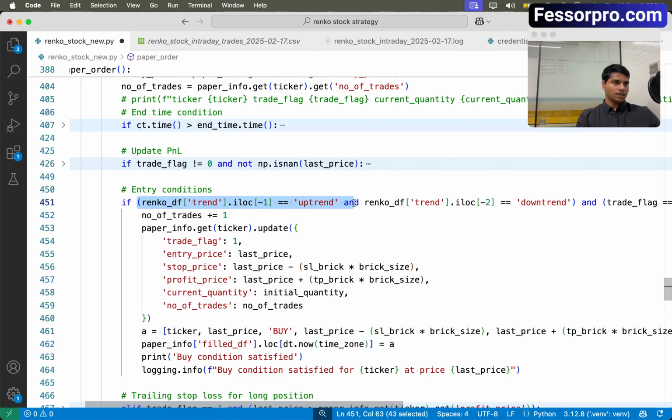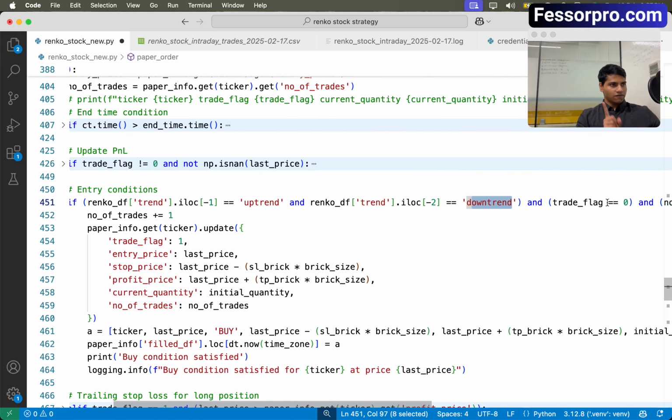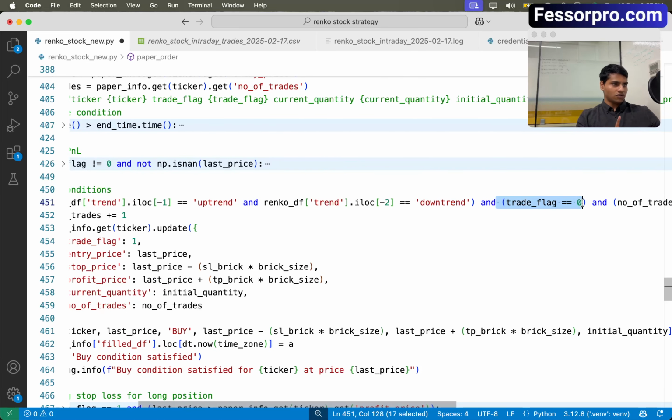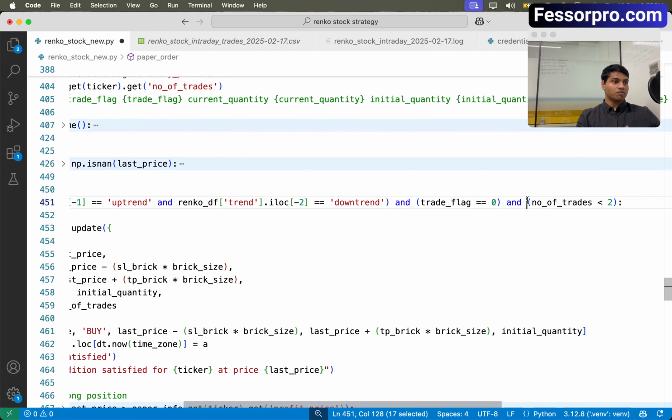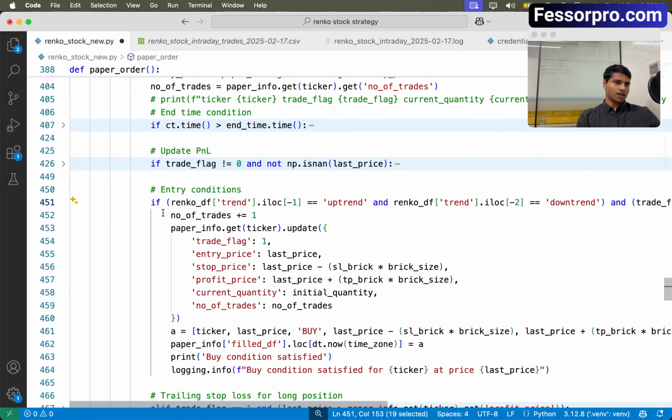If in the current brick it is uptrend and in the previous brick it is downtrend, it means the trend has changed, right? If this is the case, and my trade flag should be 0. Trade flag represents that I have not taken any trade and the number of trades is less than 2. Okay, if all the conditions are satisfied, then we are going to take a position.